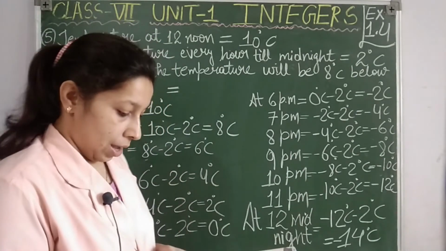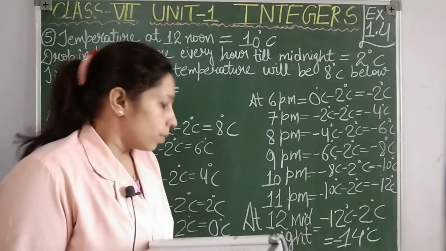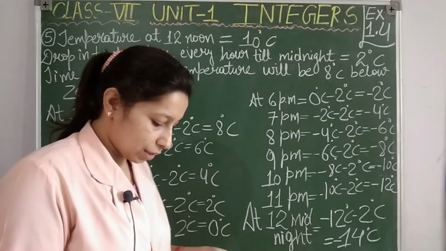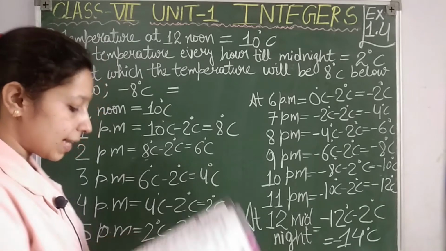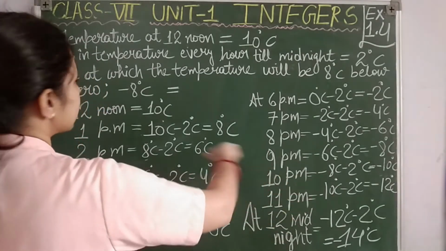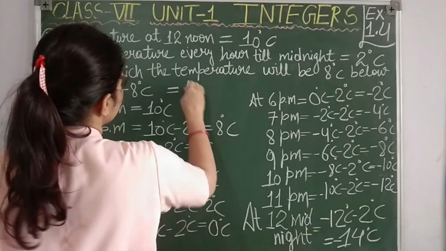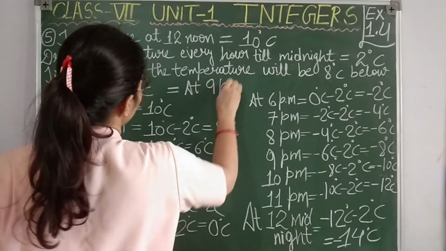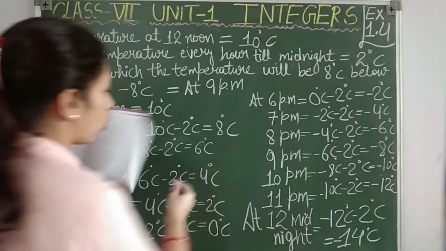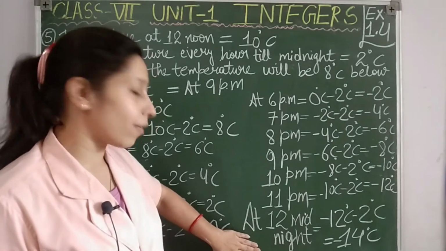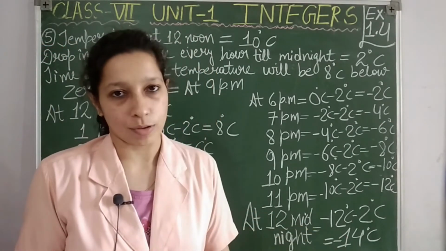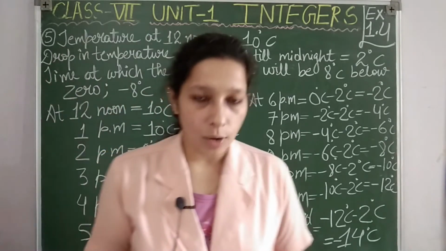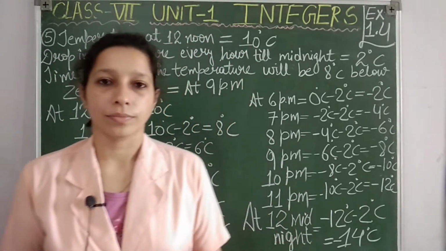Clear, students? Okay. So now once again I am explaining this one. See, two parts. When the temperature will be 8 degrees Celsius below 0? So temperature is 8 degrees Celsius below 0 at 9 p.m. And the last answer, what will be the temperature at 12 midnight? So you can write one sentence: at 12 midnight the temperature will be 14 degrees Celsius below 0. Okay, students. Now let us see question number 6.